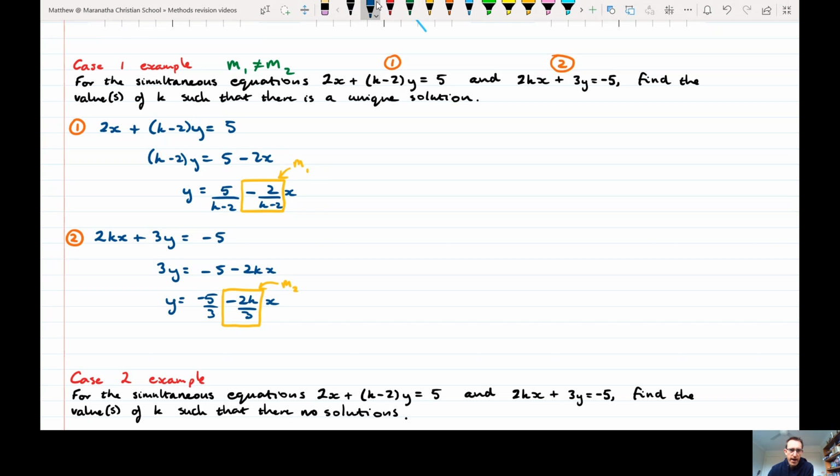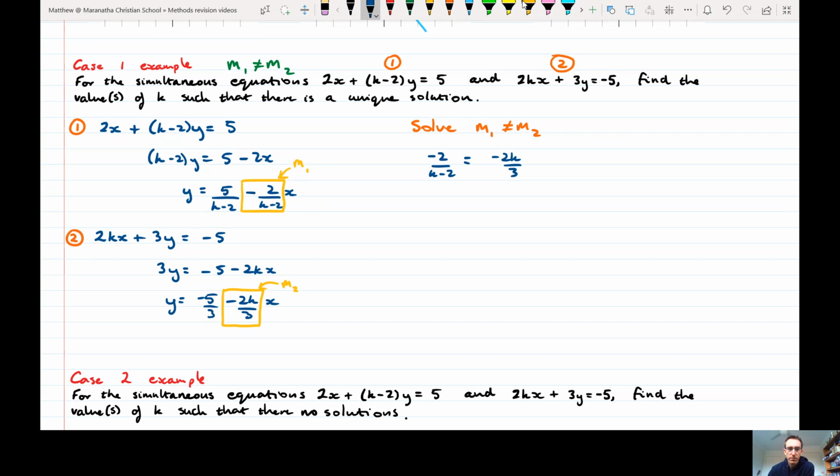So remember what we said about the case. The case example is the gradients cannot equal each other. So now I'm going to solve an inequality for the gradients not equal to each other. So we have -2 over k minus 2 equals -2k over 3. Now this is easily solved on a CAS calculator or something. We're doing this as though we haven't got a CAS. It doesn't matter, you can use a CAS from this point.